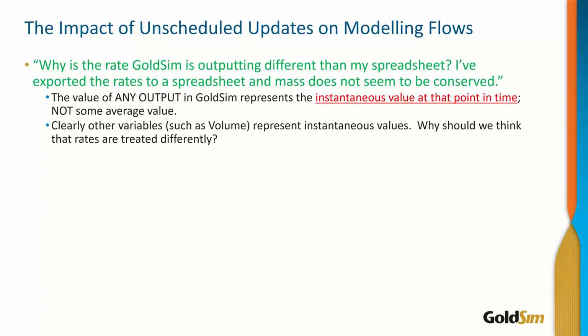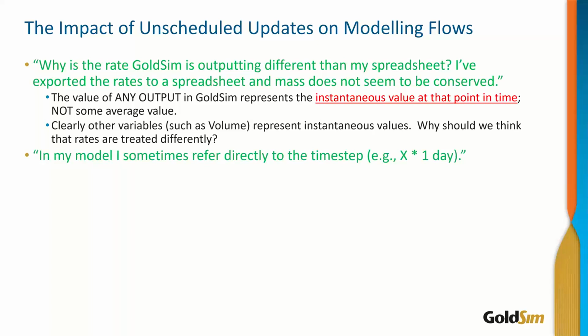Why should we think that rates are treated any differently? It's just another variable in GoldSim. GoldSim is outputting a variable at that point in time. It's a mistake to ever think that it's an average value, unless we've done some things to tell GoldSim to calculate an average value, which we'll talk about at the end. Otherwise, it's an instantaneous value.